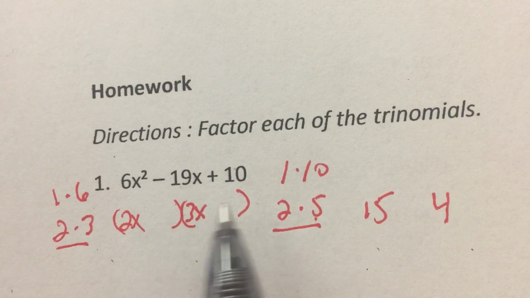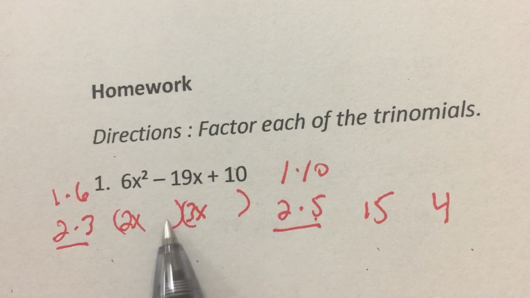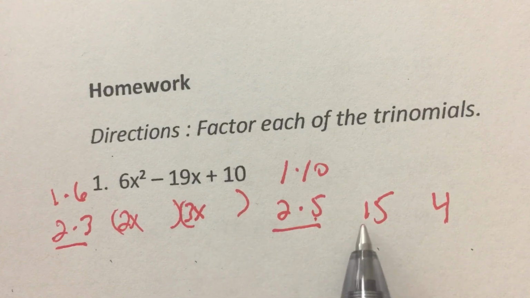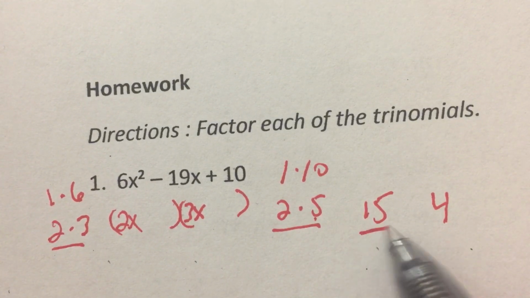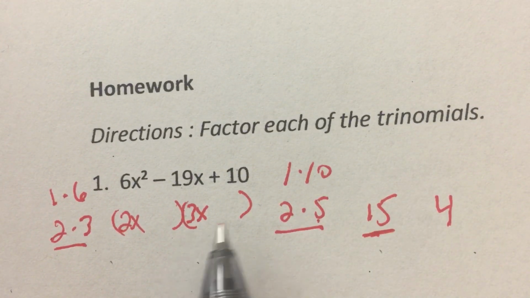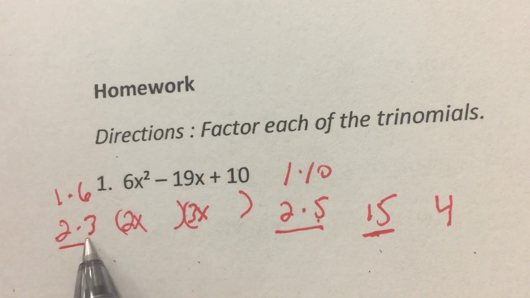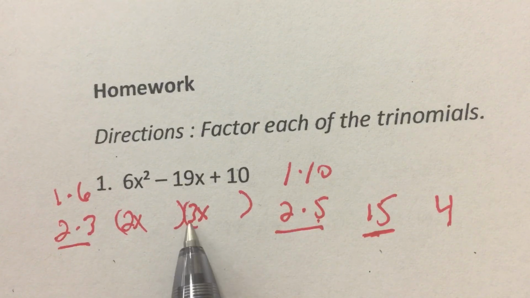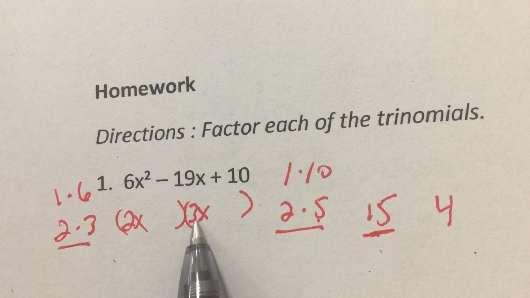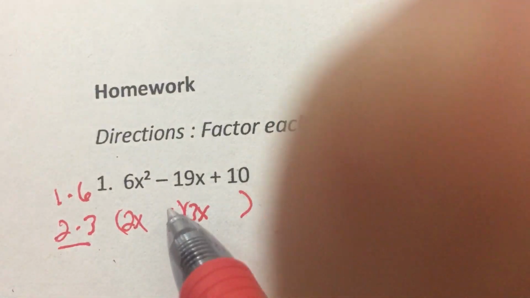Do I put the 2 here and the 5 here, or do I put the 5 here and then the 2 here? I go back to thinking about what my numbers have to be. I got to get a 15. The 15 happened when I multiplied the 5 times the 3. Well, here's the 3x. If I want that 3x to multiply, the 5 has to go in this spot, right?